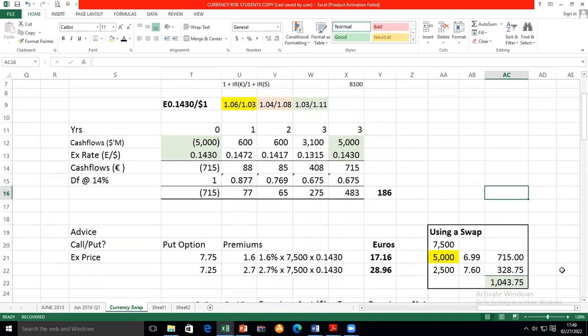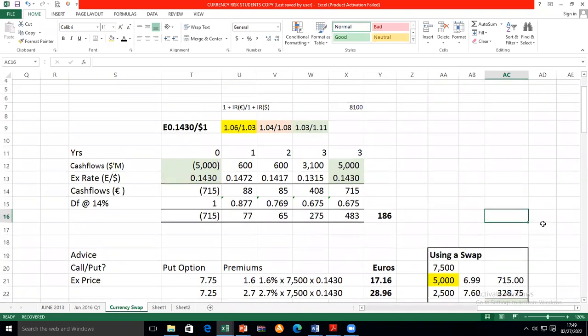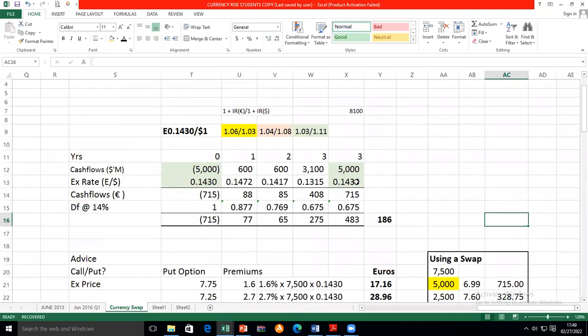Was there any benefit from using the swap arrangement? Let us review this. If we didn't swap this amount, what would have happened? The whole amount was going to be converted at this rate.